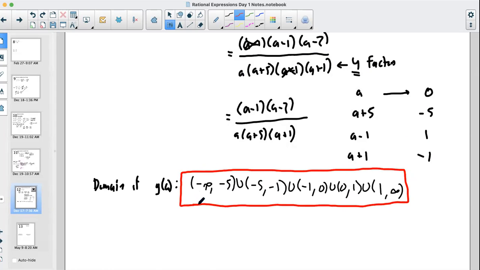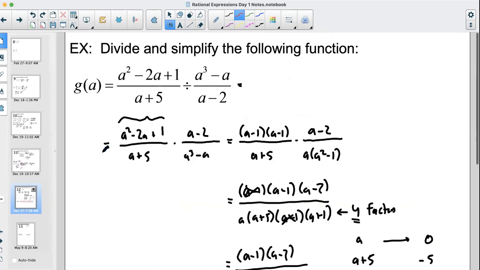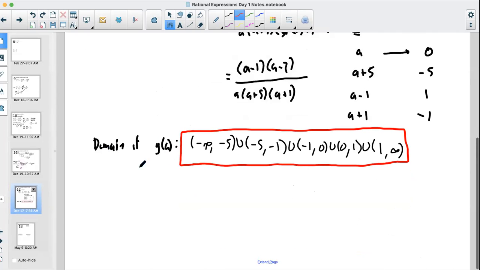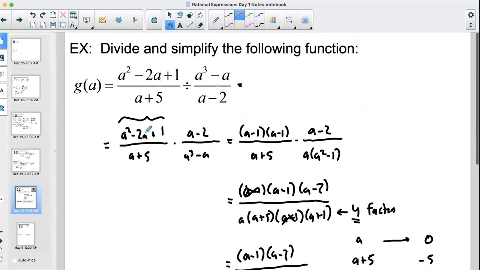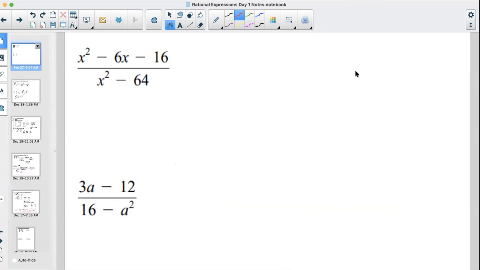Again, this problem didn't say find the domain. It just said divide and simplify, but I did it just to demonstrate this can be done with any of these rational expressions. So that's dividing and multiplying and a little more stuff about domain for you guys. Like I said, we'll talk more about the simplifying, particularly the dividing out the opposite terms and leaving behind a negative, in class. And we can talk about these two in class if you want to also.